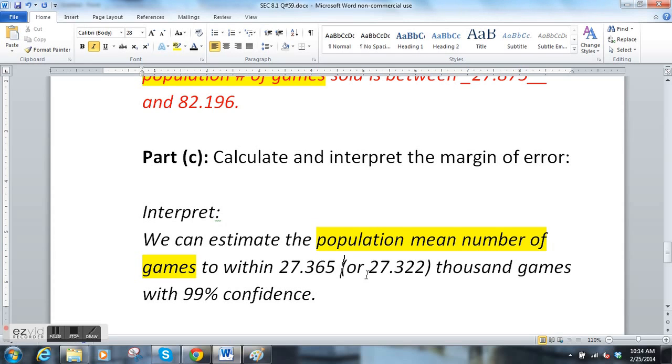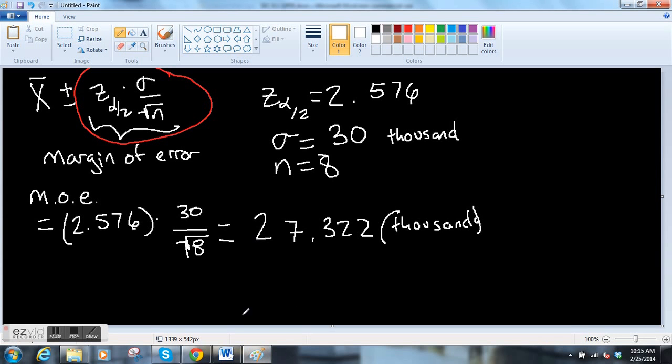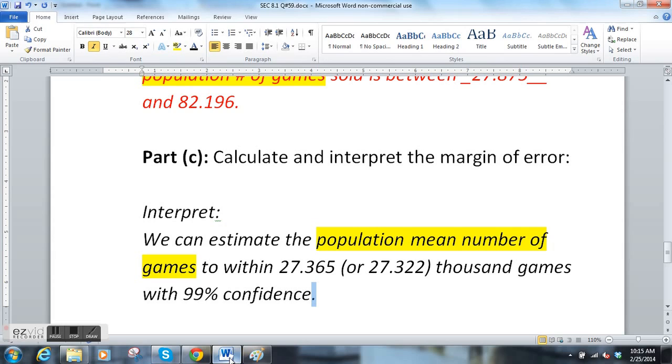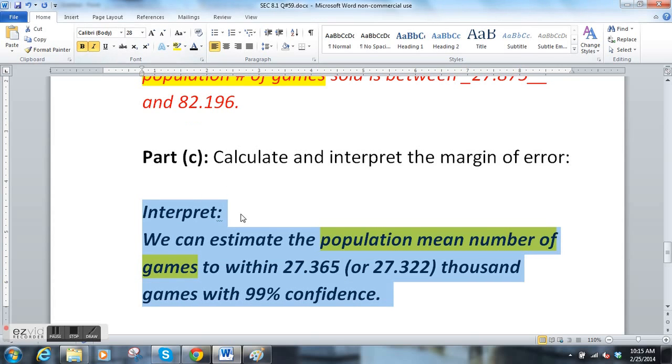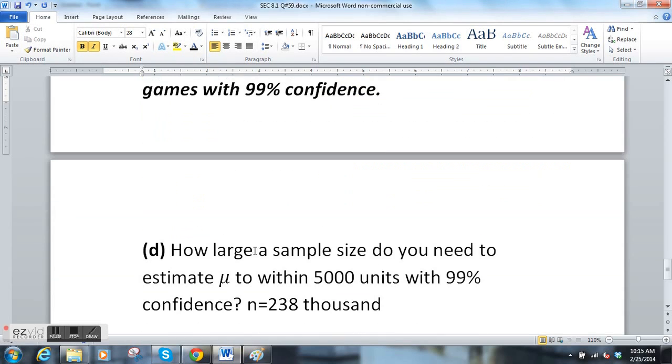27.322 thousand games with 99% confidence. So again, we can estimate the population mean number of games to within whatever number you calculate here with 99% confidence. So if you need to write a sentence that is the interpretation of the margin of error, this is the sentence you want to remember or write down on your card.